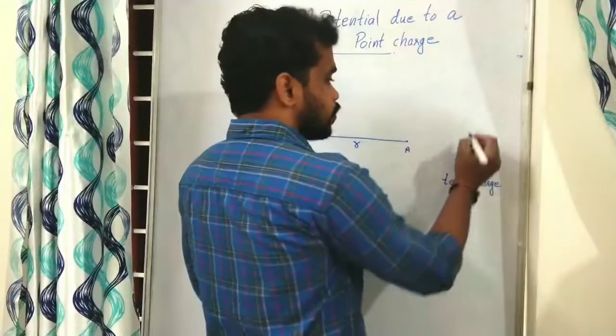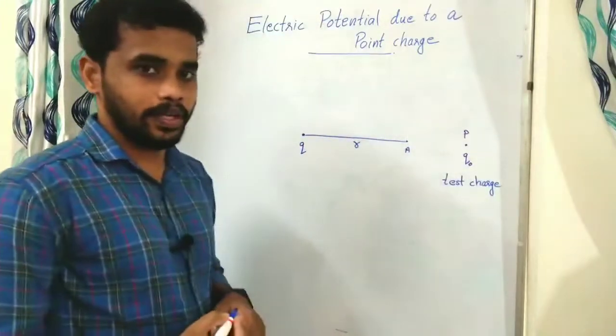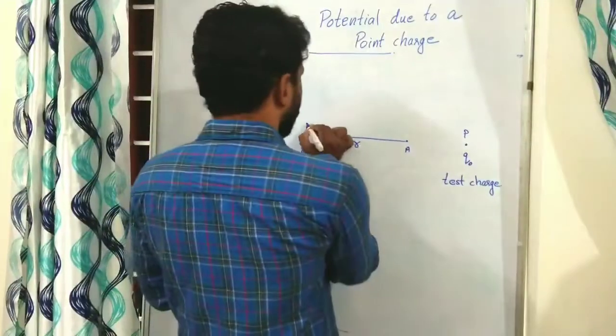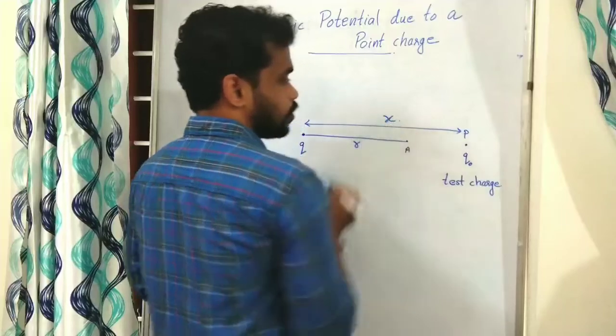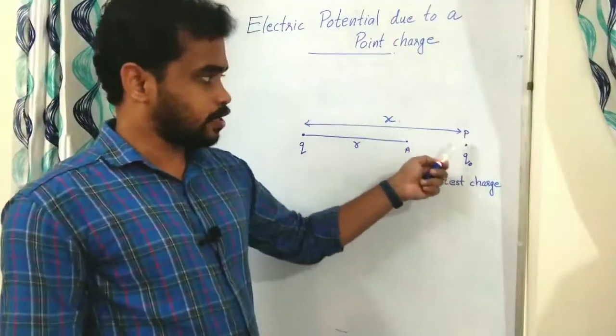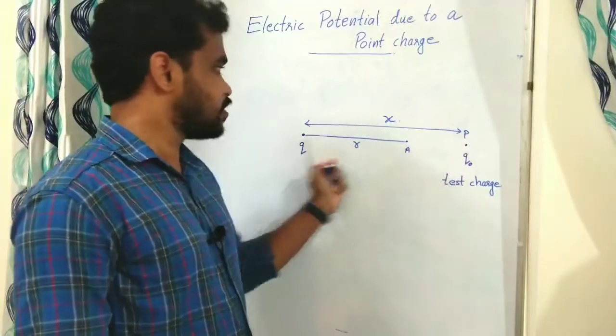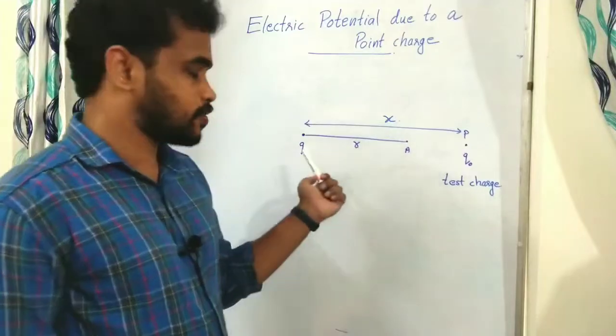Let the charge Q0 be placed at a point P, which is at a distance x from Q. Q0 is a test charge placed at another point P, which is at a distance x from Q.